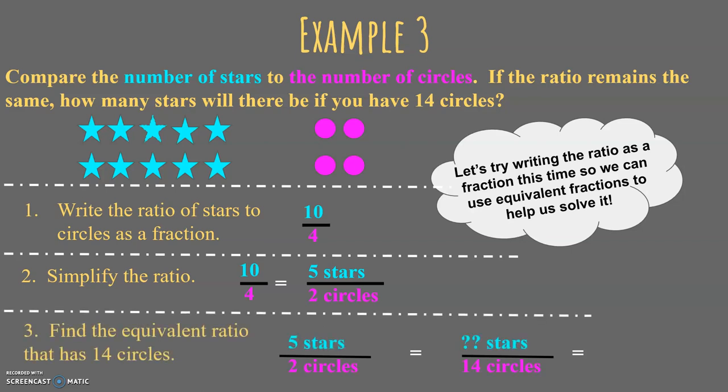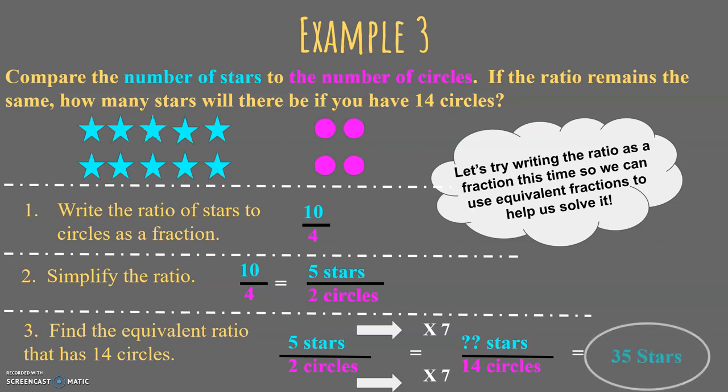So the equivalent ratio if there are 14 circles. Well, we know that there are 5 stars for every 2 circles, so let's put 2 circles as our denominator. Now we're doing equivalent fractions. We know this. How do we go from 2 to 14? We multiply it by 7. And what we do to the bottom, we have to do to the top. So we're going to multiply the top by 7 as well.